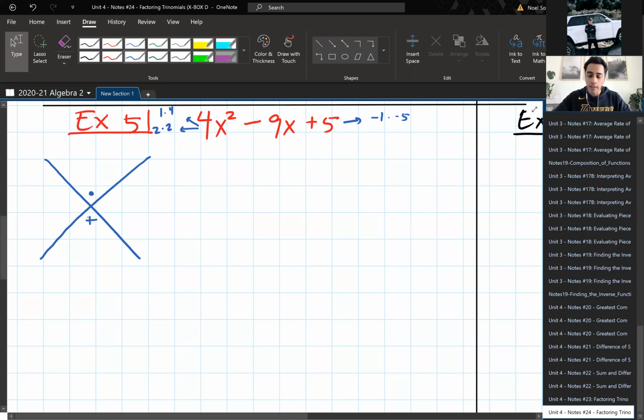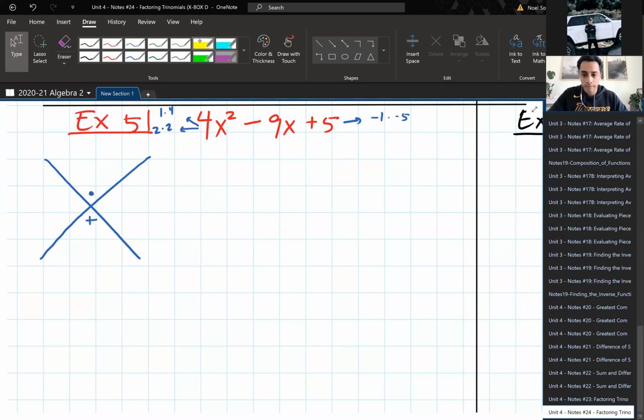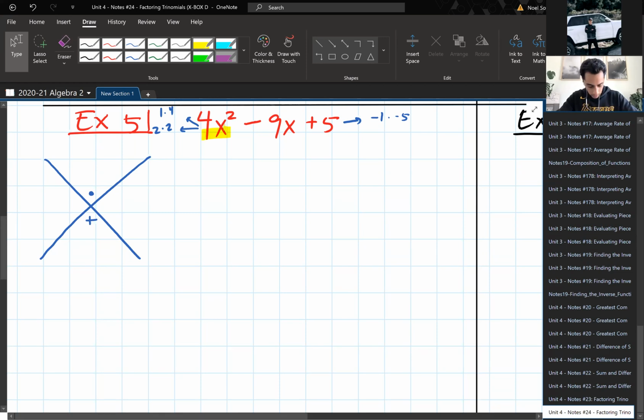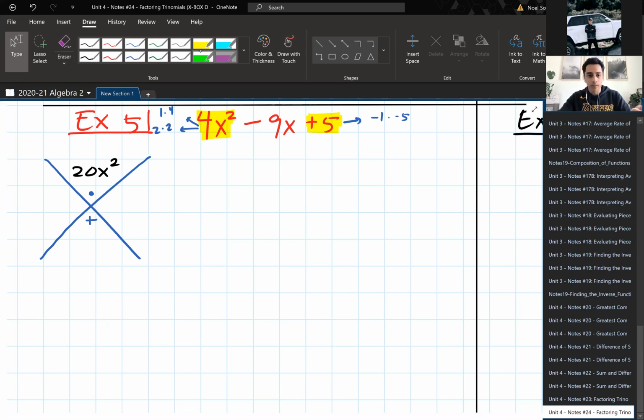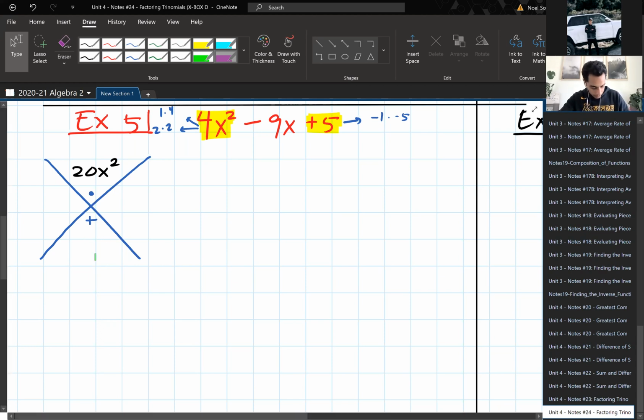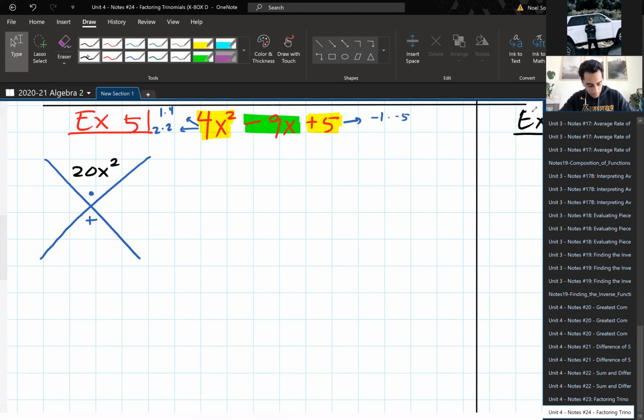What 2 terms do we multiply first? That's right. We start with the leading term and the final term. So we end up with 4x squared times +5. This should be positive 20x squared. And what do they need to add up to be? What's going to go at the bottom of the x here? Yeah, they need to add up to be -9x.